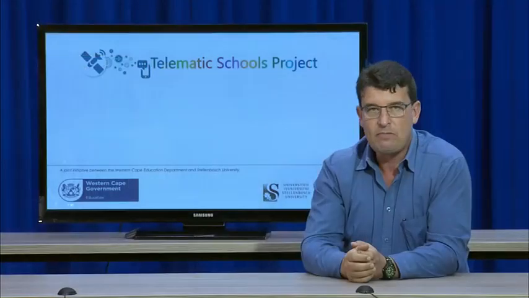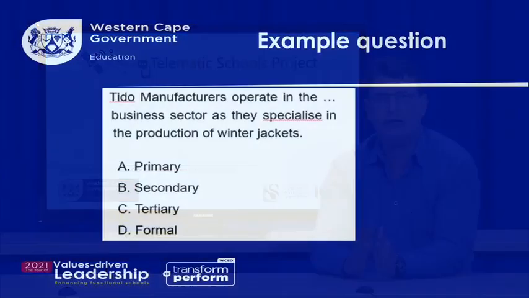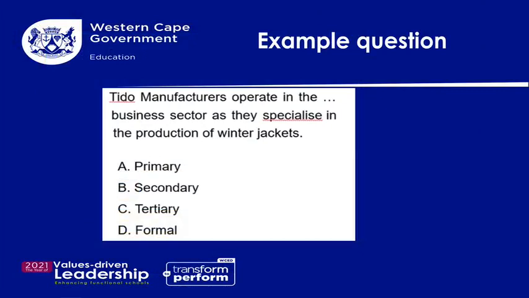Okay, guys, I'm going to move on. There's an example question there for you, and you will see what I mean by the previous tips that we've given you. There's a scenario that says Tyro manufacturers operate in the blank. That's the one that you need to choose. The what business sector, as they specialize in the production of winter jackets.